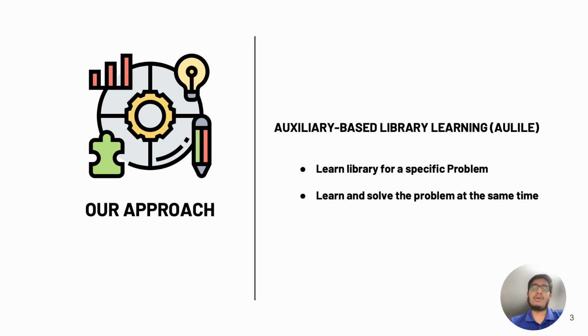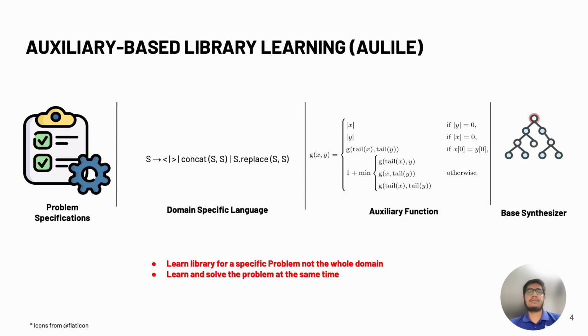Now, here comes our approach, auxiliary-based library learning, ALIL. ALIL learns and solves the problem at the same time. It learns the library of programs for a specific problem. So ALIL needs a problem specification, a DSL, a domain-dependent auxiliary function, and a base synthesizer.